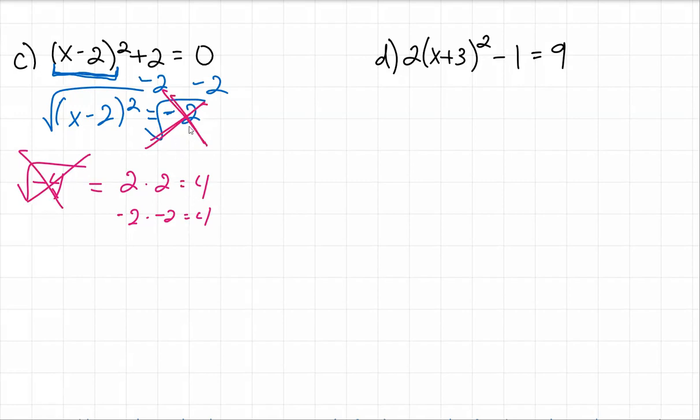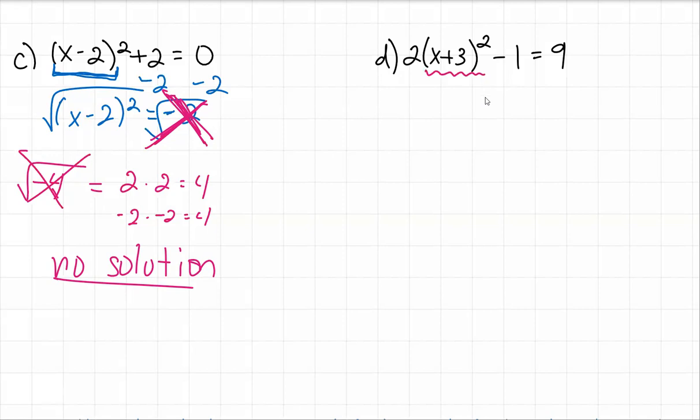We get what's called a complex number, and we'll talk about that in section 4.6. But for now, since this is not a real number, there is no solution. So for now, no solution. That only applies to 4.5. Once we get to 4.6, there will be a solution, but that can wait. So let's do the last example.